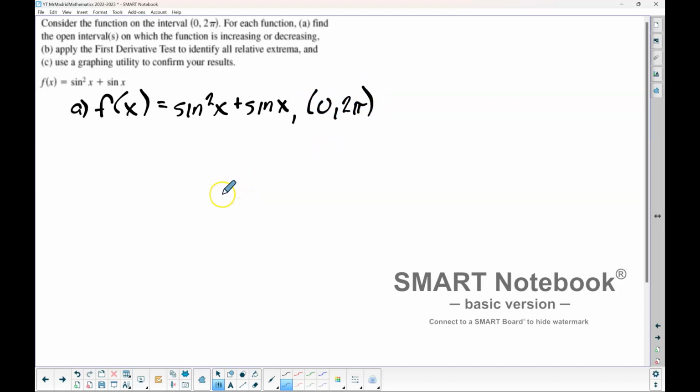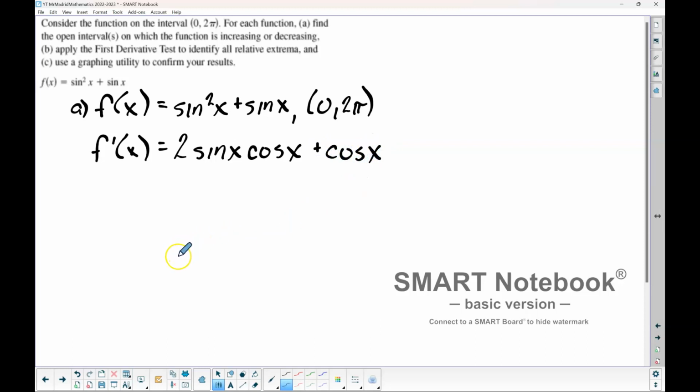So as far as critical numbers, very important. Whether they explicitly ask for it or not, that's what should come to mind here. As you guys know, through looking at a formula chart, the derivative of sine squared x is 2 sine x cosine x, and the derivative of sine x is cosine x.